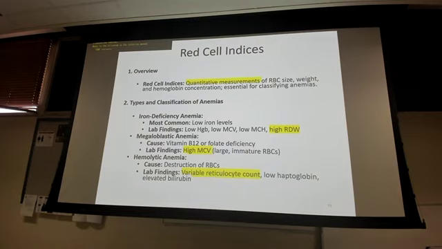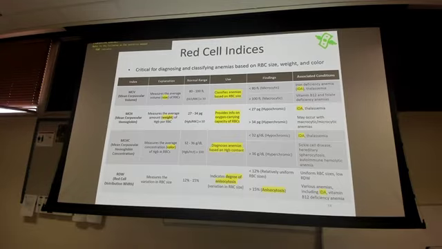Megaloblastic anemia, I did say we're going to talk about it a little bit. That's caused by vitamin B12 or folate deficiency. In megaloblastic anemia, you'll have findings of a high MCV, so very large and very immature red blood cells. And then lastly, hemolytic anemia, that's the destruction of red blood cells, and that can have a variable retic count. But I told you, high retic count, low hemoglobin. That's what y'all need to know, okay?